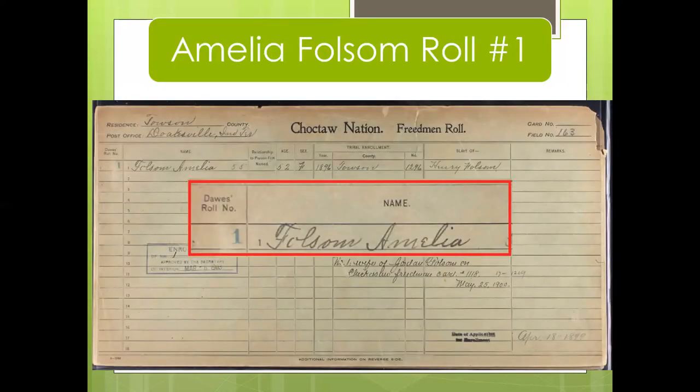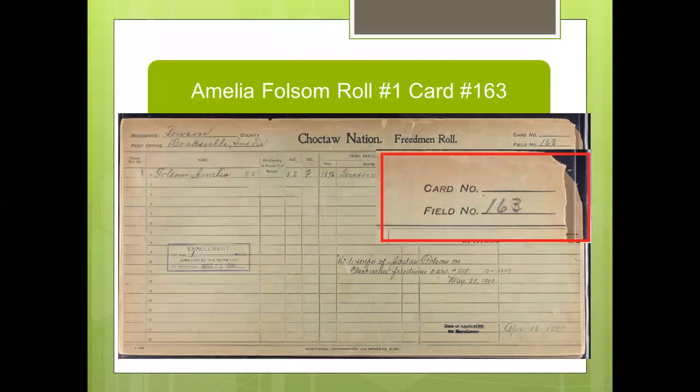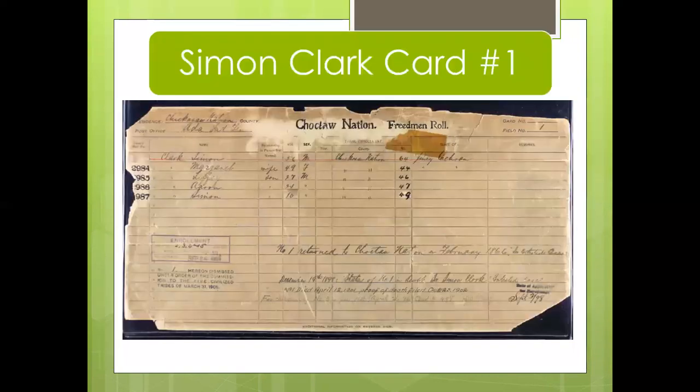But as we look at Amelia Folsom's enrollment card, we see there she is, the number 1 stamped to the left of her name. She's the only person on her card, and she is on card number 163. And you find that in the upper right-hand corner of the card.